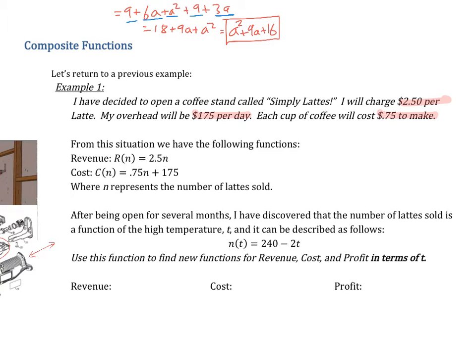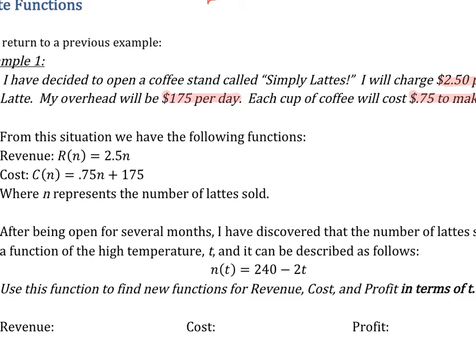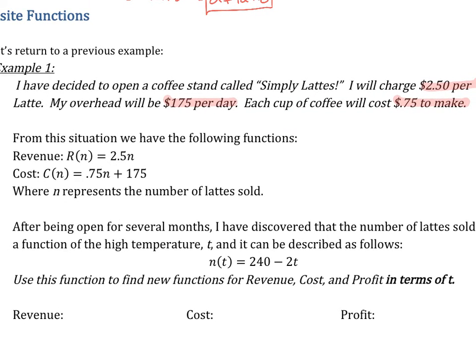Doing some calculations for my little business, I can figure out that my revenue, my income, is going to be 2.5 times N, if N is the number of cups that I sell in a day. So N is the number of lattes sold. And then my cost is going to be 0.75N plus 175.